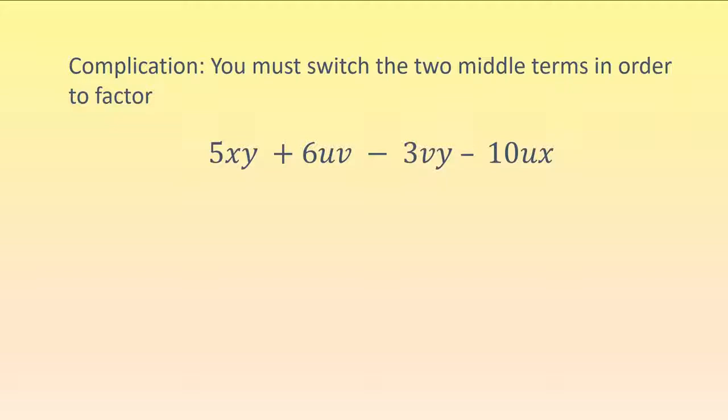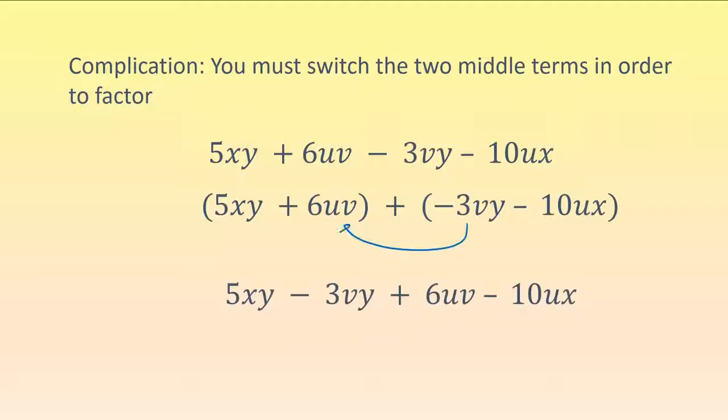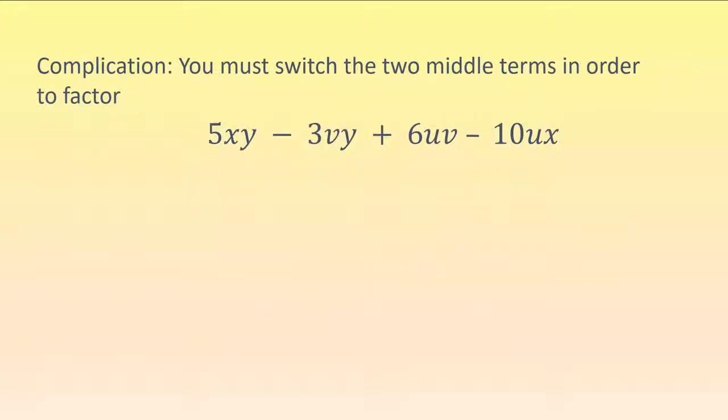Here's where I tried to do it first and I decided it wasn't going to work. So now I'm switching the 3vy with the 6uv. Now my first two terms have a common factor of y, and my second two terms have a common factor of u. So we are going to be able to factor it. So put in your parentheses, and we pull out the y from the first term.